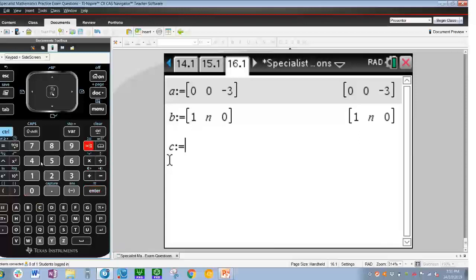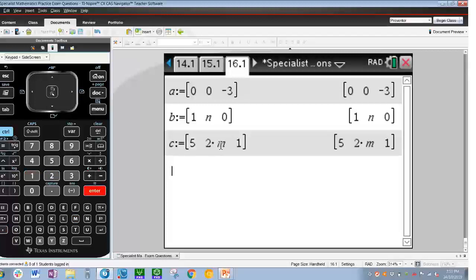That is equivalent to, or we're defining it as, 5i plus 2mj plus k. So (5, 2m, k), so that's simply 5i plus 2mj plus k. And finally, our vector D. Let's define that again as a new vector, and we've got ni minus 2k. So (n, 0, -2). There we go. Okay, so we've got A, B, C, D.